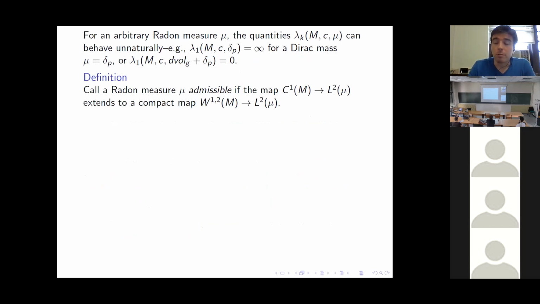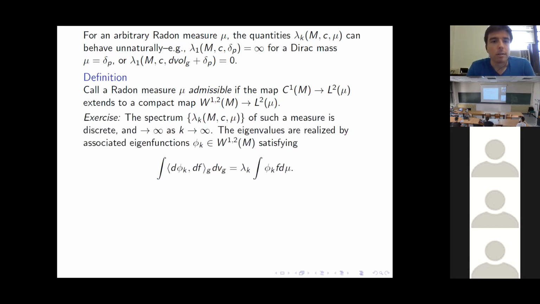Okay, but let's consider a type of measure for which the spectrum will be well behaved, what we would expect from a Laplacian spectrum. We'll call a Radon measure mu admissible if the natural map from, say, C1 of M into L2 of that measure extends to a compact map. So in particular, a continuous and also compact map from W^{1,2} of our ambient space into L2 of mu. For just the usual volume measures, this is the standard package of results from Sobolev spaces. But moreover, if mu is the length measure on the boundary, this is compactness of the trace map, W^{1,2} into L2 of the boundary. So it contains a lot of the actual geometric cases that we care about.